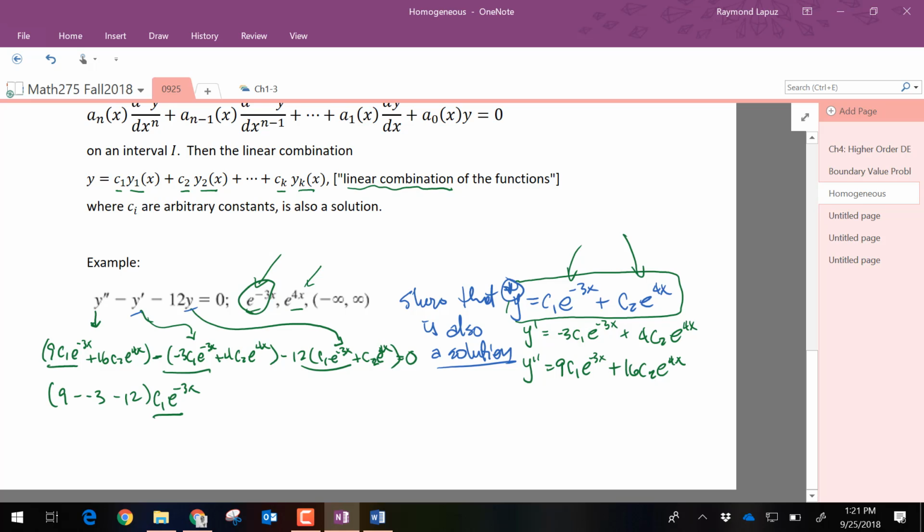Now I'm going to find the other like terms. The other like terms are C2 e to the 4x. And what are the coefficients for that? We have a 16, a negative 4, and a negative 12. Each of these coefficients will turn out to be 0, so that does work out.